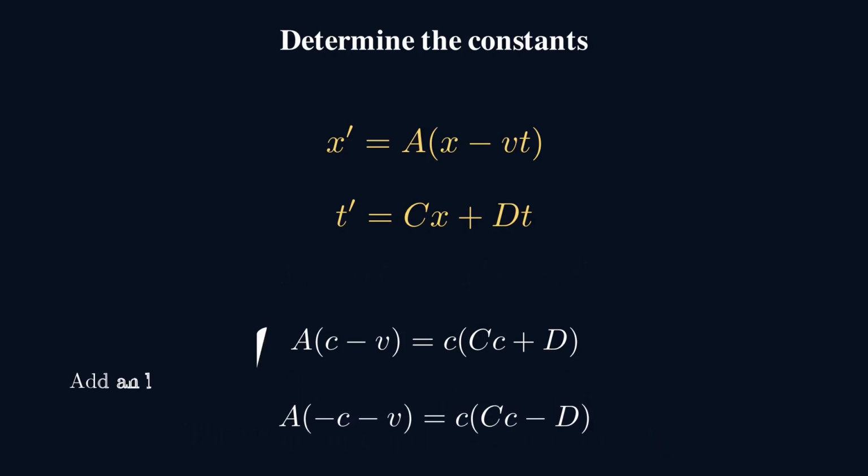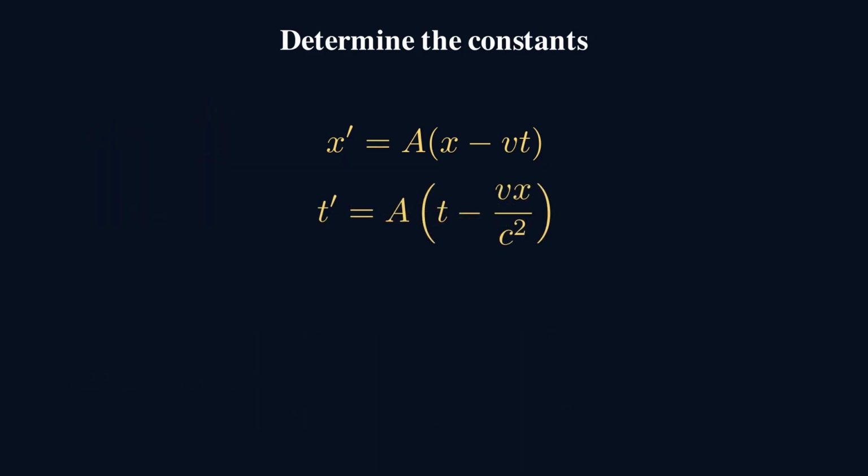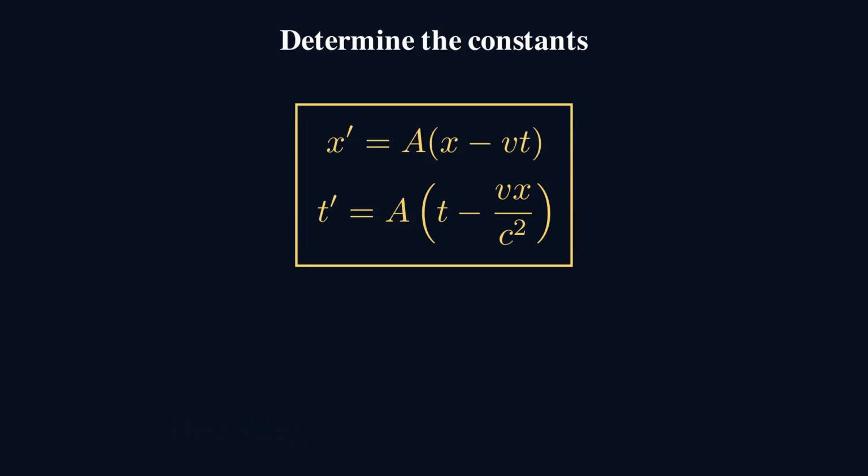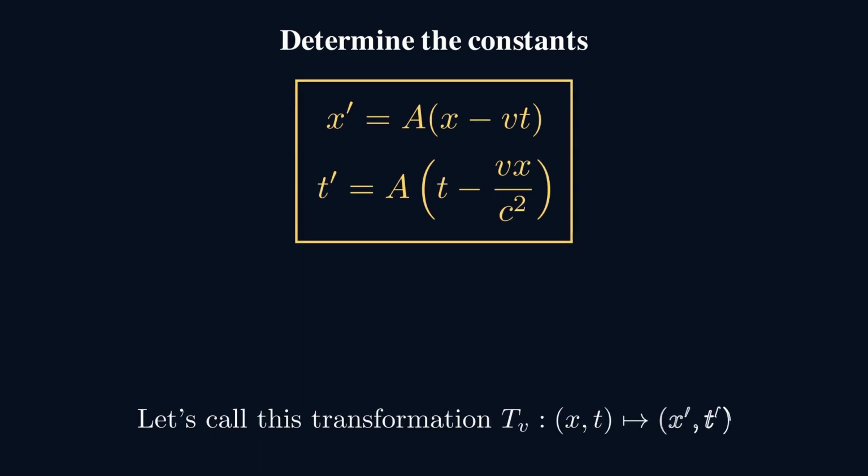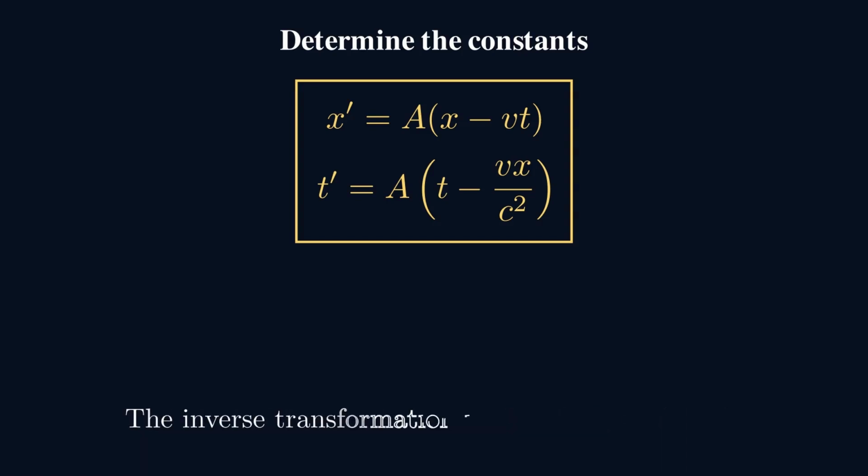Now what we can do is we can add them and subtract them to find values of c and d as c equals minus a times v over c squared, and d equals a. So putting those values now into our equations, we get these linear relationships here. The only thing left for us to determine now is the value of a. So let's call this transformation from x, t to x prime, t prime, let's call it T. It depends on the velocity v, so I'm going to call it T subscript v.